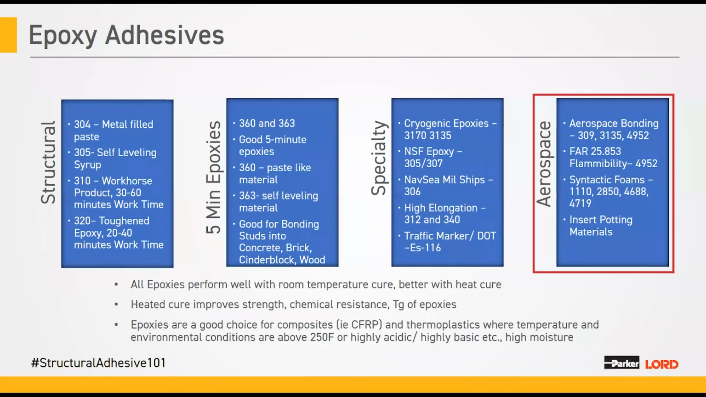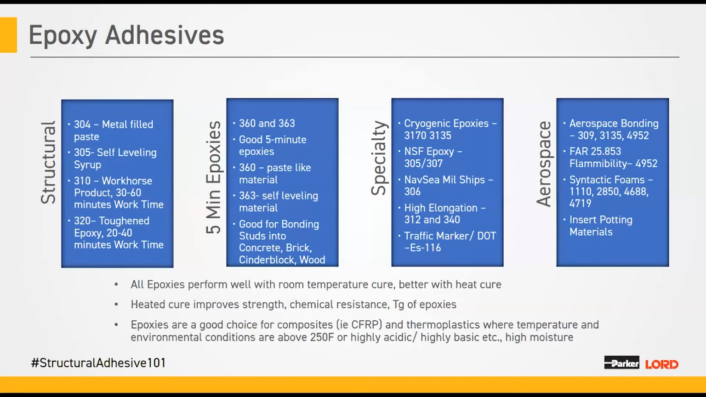Again, all the epoxies do well with room temperature curing. They'll perform better when heat cured. All the epoxies certainly cure at room temperature. That's what they're designed to do as a 2-component material, but they will certainly perform better when heat cured. The heat improves the strength and the chemical resistance and the glass transition temperature, or Tg, of the epoxies.